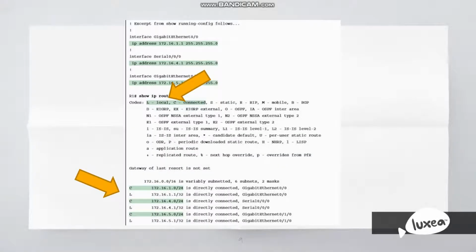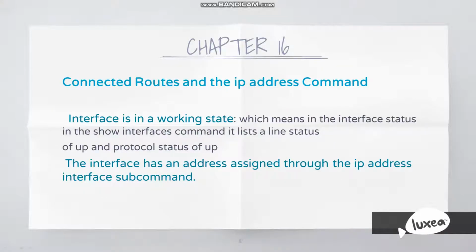So C as connected, which means they're connected well in the gateway. Connected routes and the IP address command. A Cisco router automatically adds a route to its routing table for the subnet connected to each interface. The interface is in a working state, which means in the interface status in the show interfaces command, it lists the line status of up and protocol status of up. As I mentioned, it is working well.